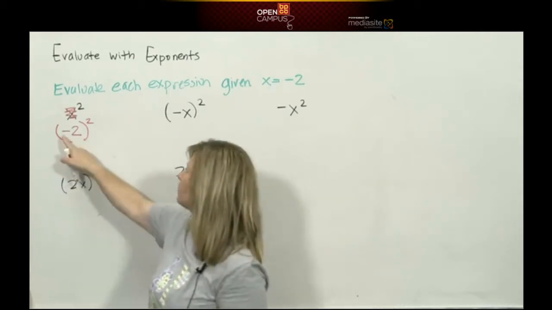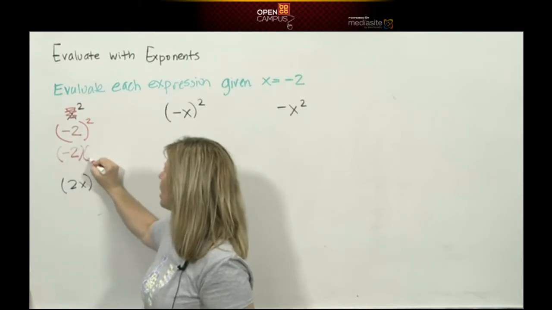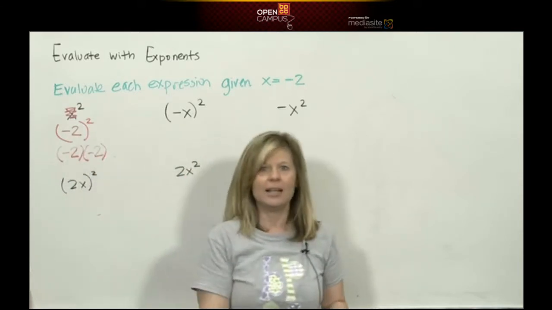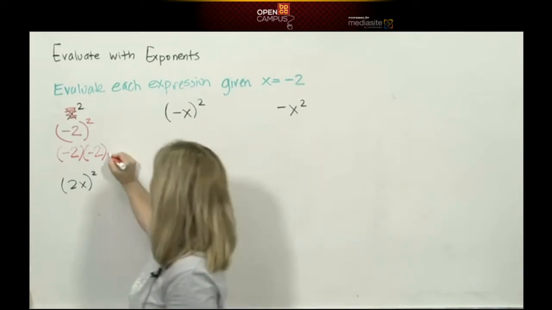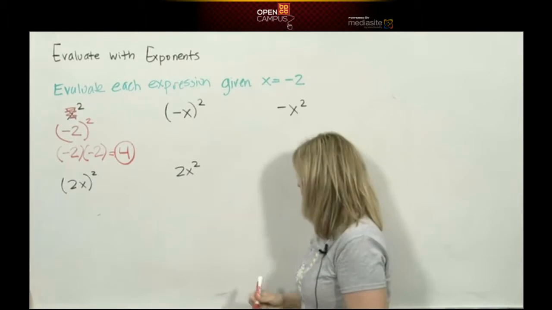Now we'll do our calculating. We'll actually work it. (-2) squared means -2 times -2. A negative times a negative is a positive, and 2 times 2 is 4. So there is our expression evaluated.